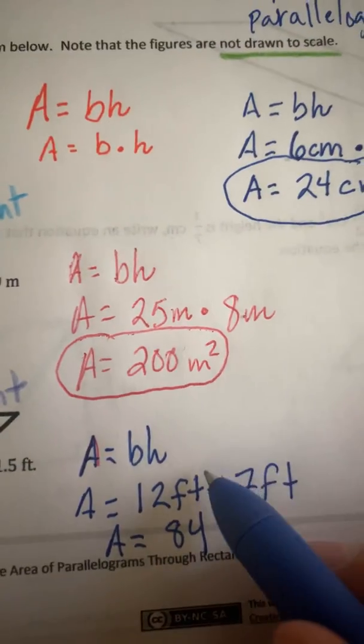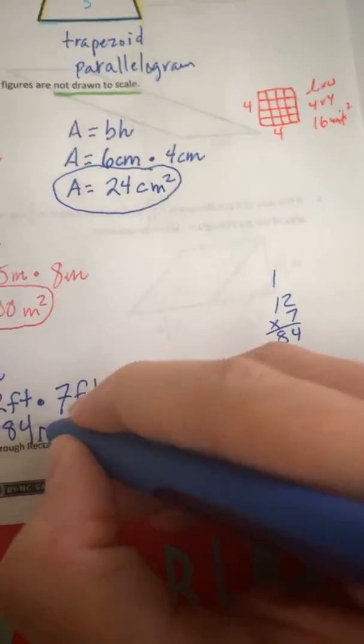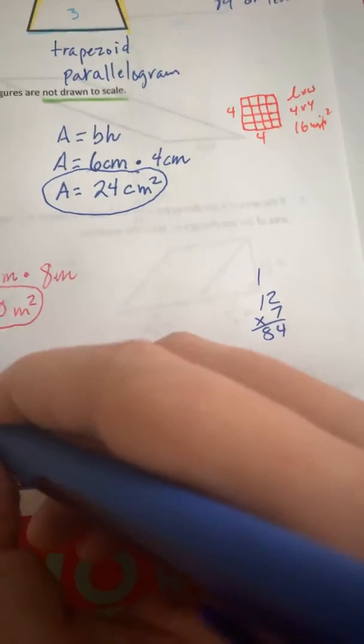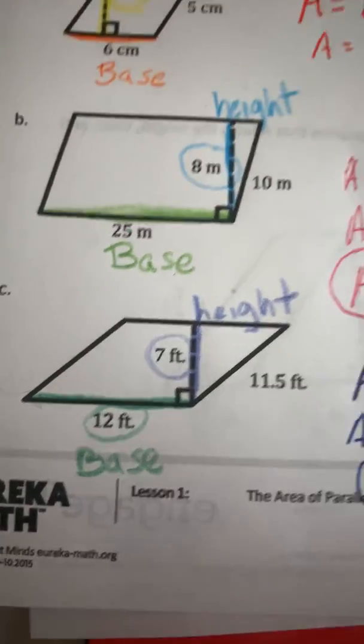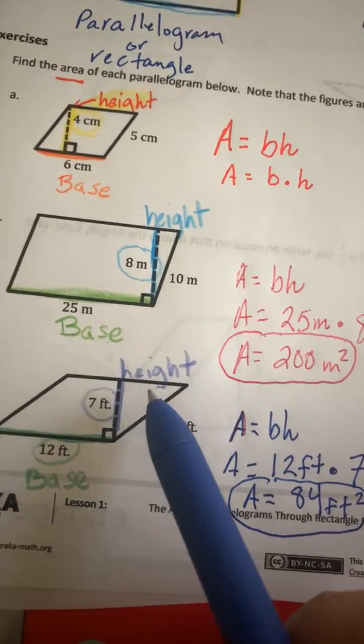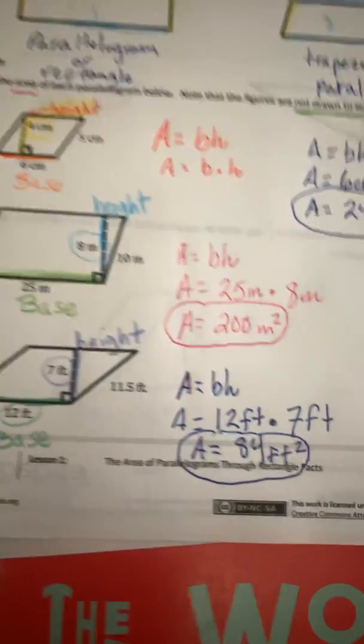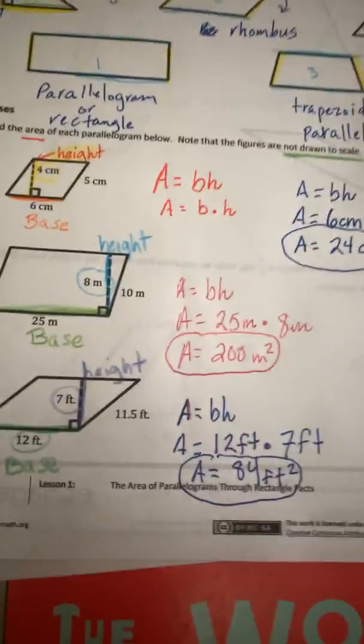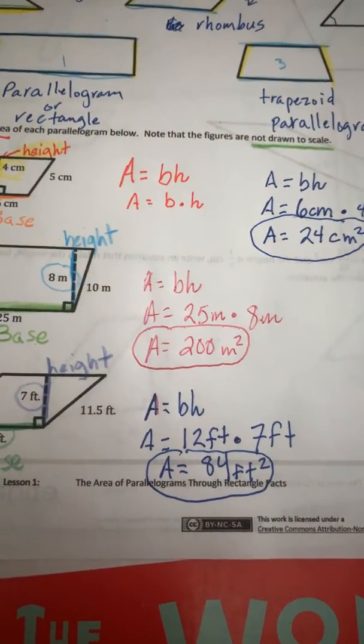And then multiply feet times feet, which is feet squared. So the area of this parallelogram is 84 feet squared. That means that we're going to find 84 squares inside of this parallelogram. And this is how we find the base and the height of these parallelograms, all right?